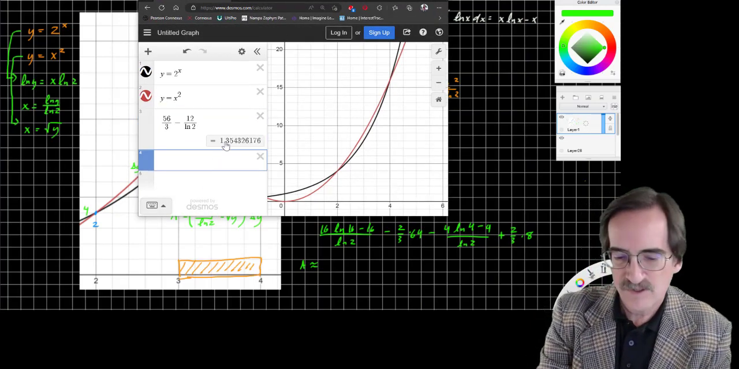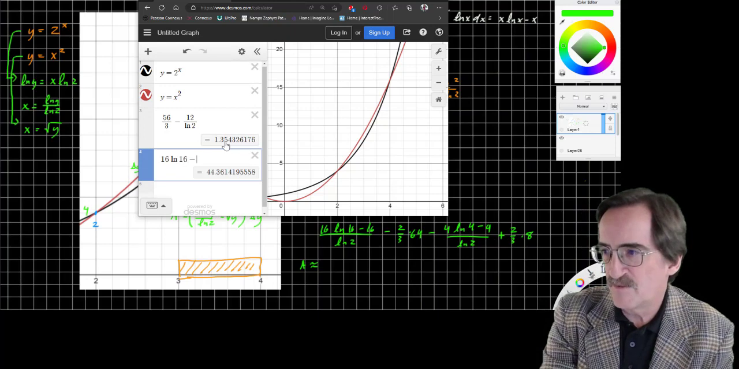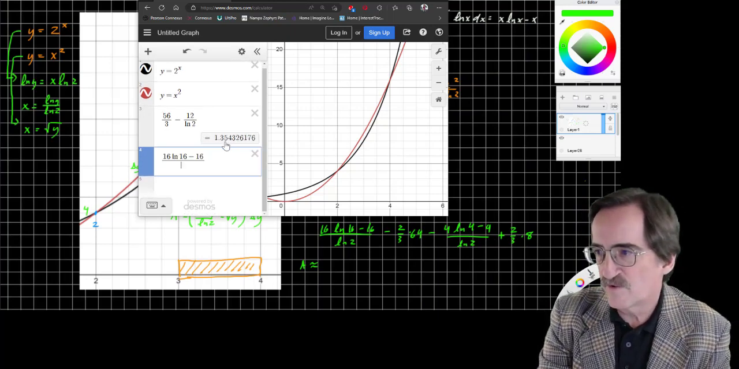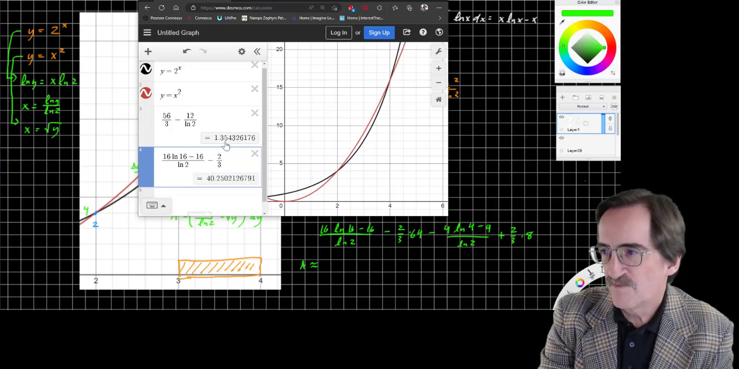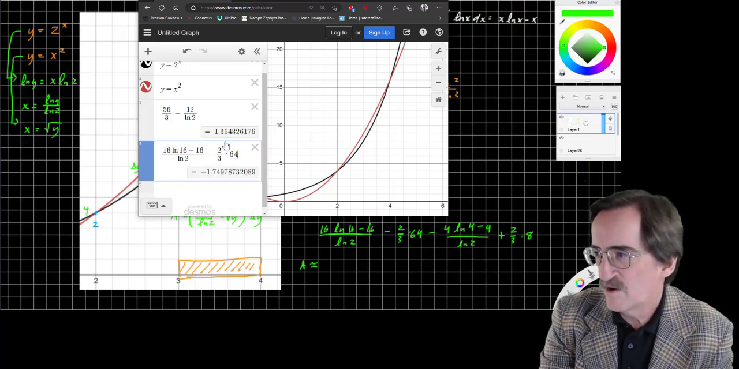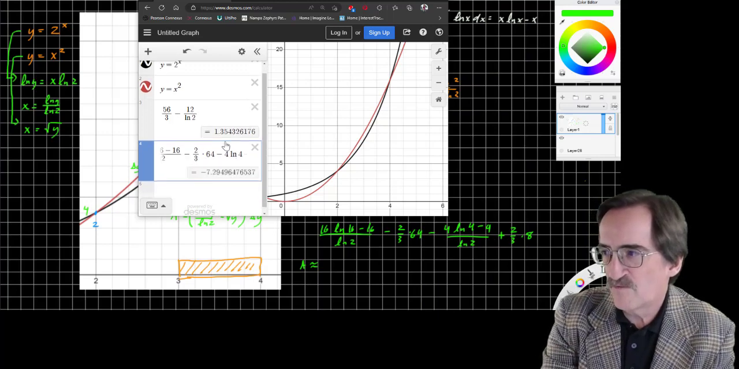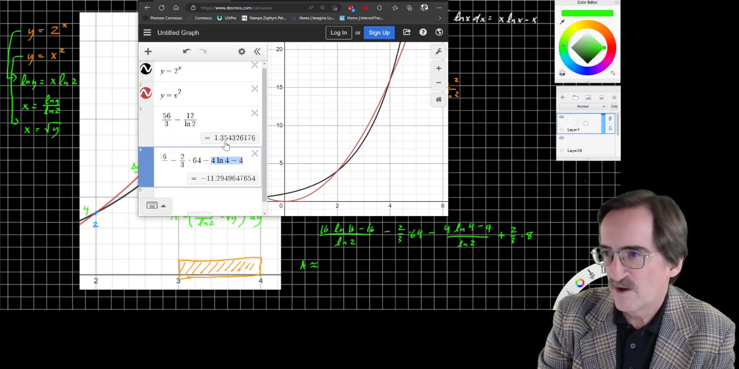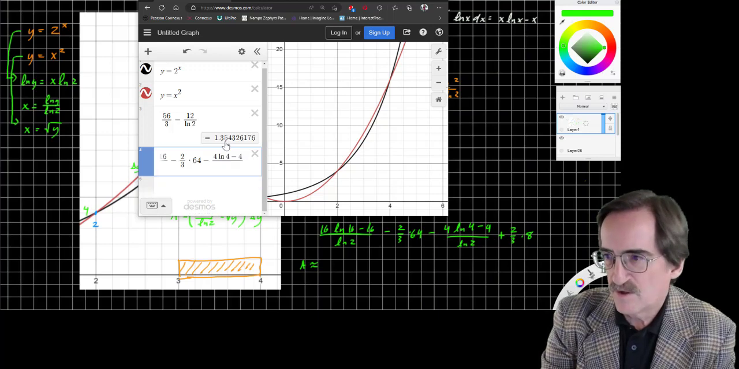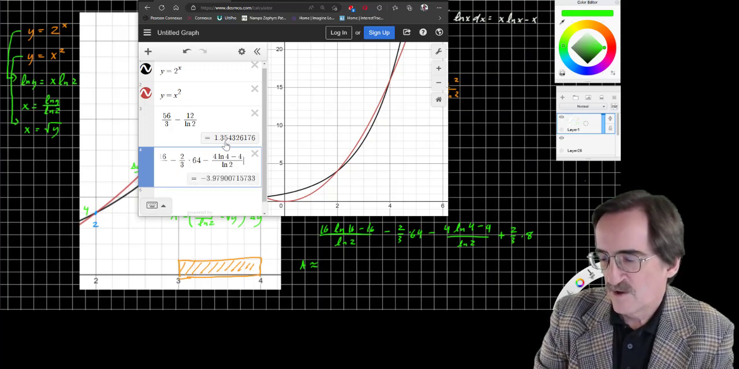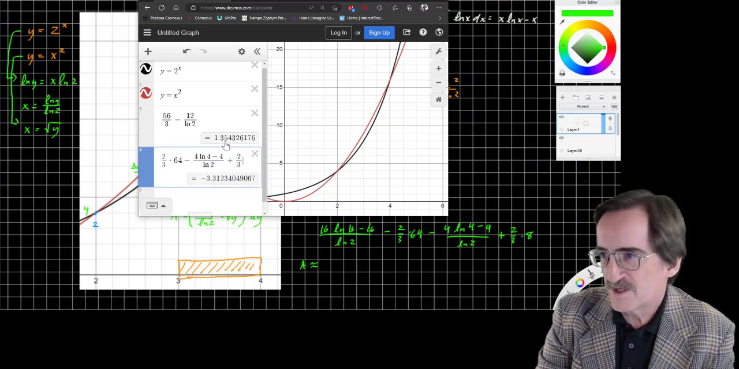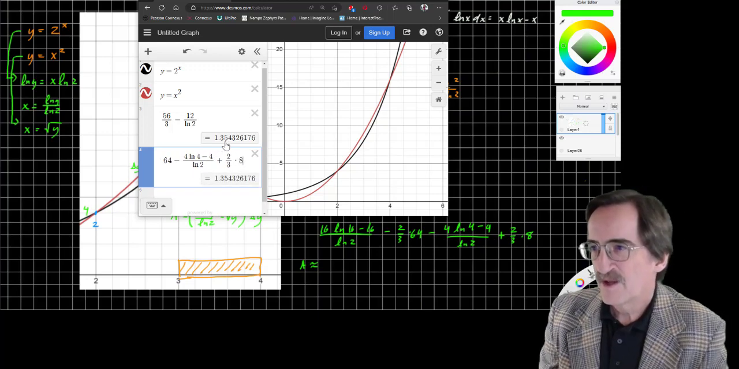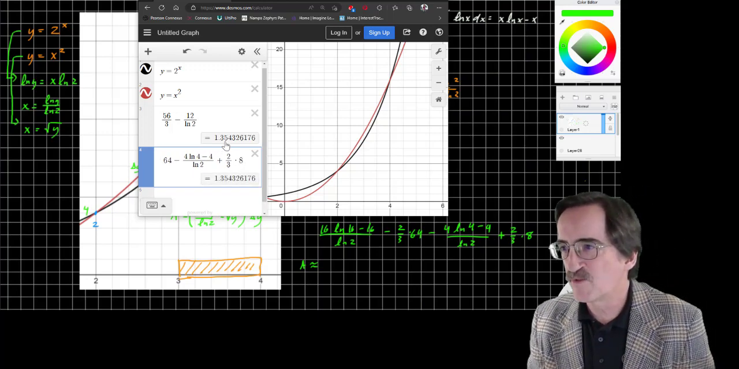So let's see. 16 ln 16 minus 16 all over ln 2 minus 2/3 times 64 minus 4 ln 4 minus 4 over ln 2 plus 2/3 times 8. And look at that, the same answer, 1.354.